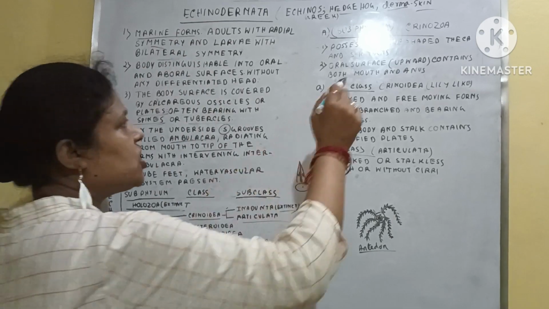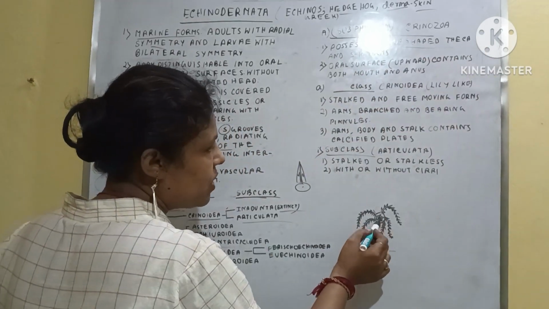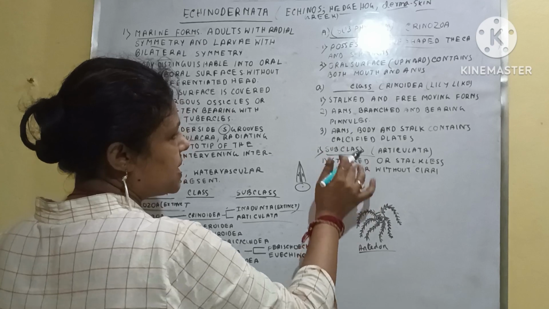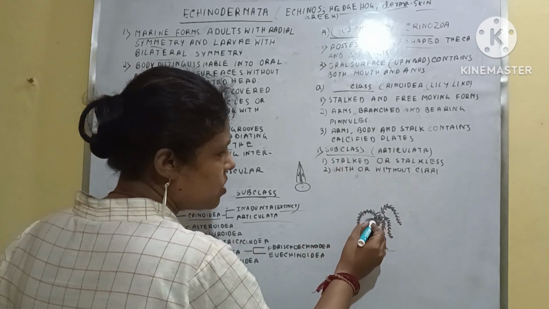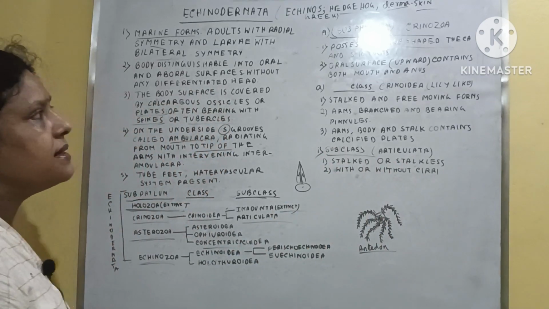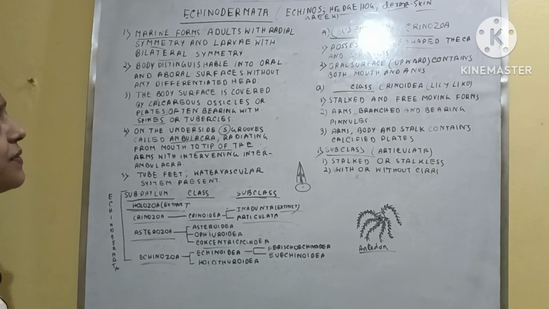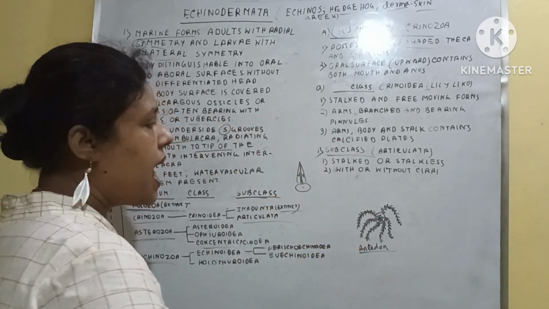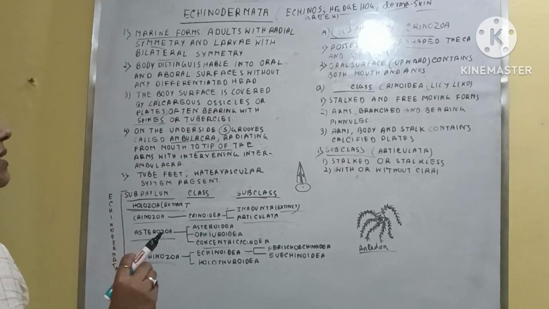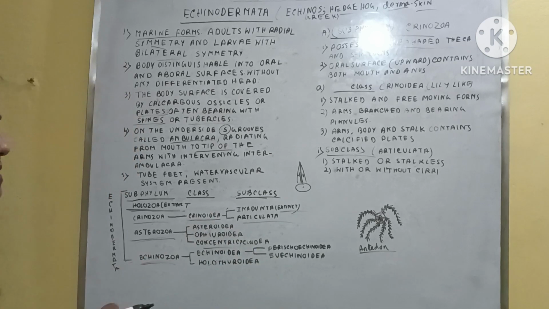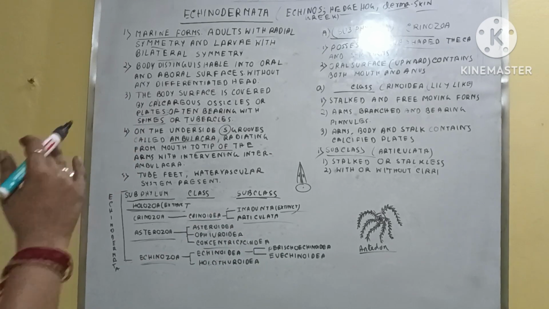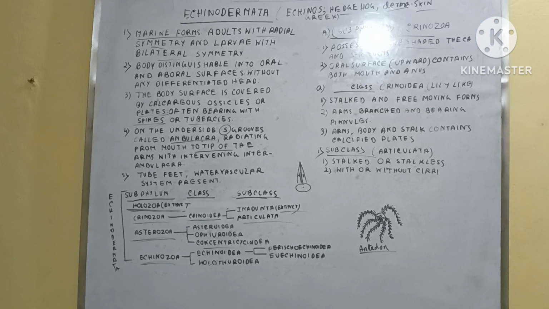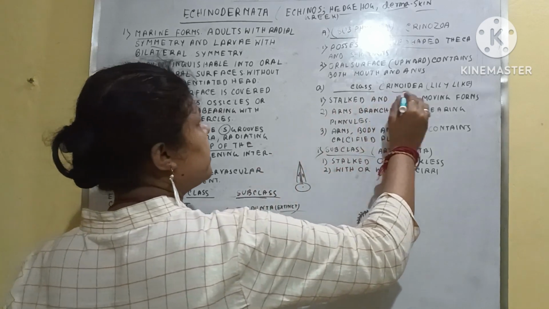One is the cup-shaped theca. You can see here one subclass, that is the Articulata. This is called the theca. Okay, theca is present, and the oral surface contains both mouth and anus. Here there is no aboral surface, only the oral surface is present, and that's why mouth and anus are both present on this side. Under this subphylum, one class is there, that is the Crinoidea.